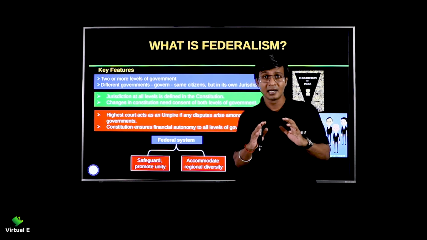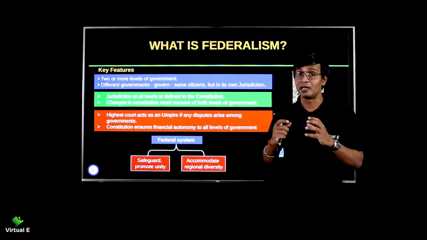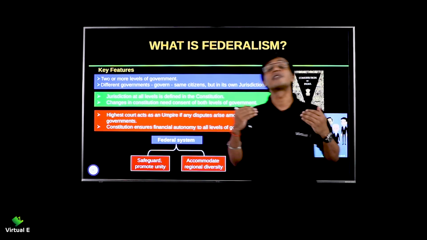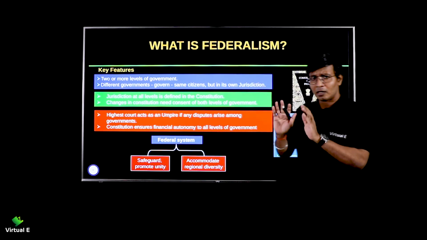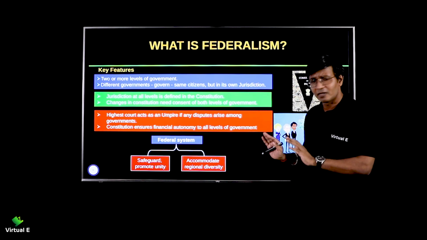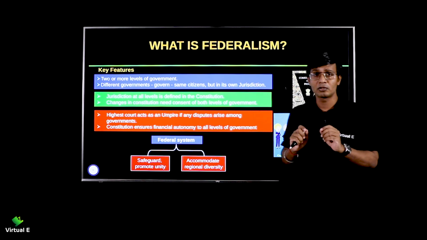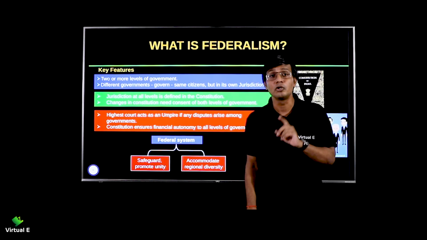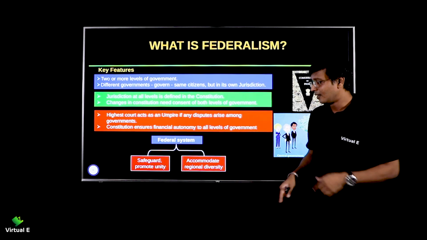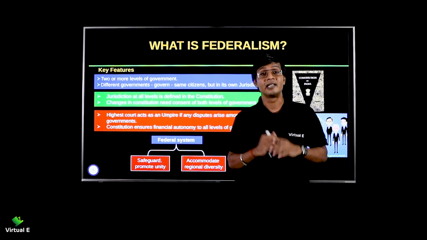So in that sense, I can have a conflict of opinion, and for which I need to have someone to take care of it, and that is done by Supreme Court. Now see, federal system whenever you have, it actually solves two purposes. One, it safeguards and promotes your unity. Second, it accommodates your diversity.